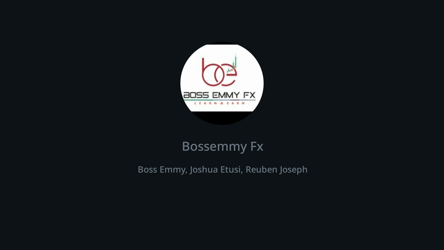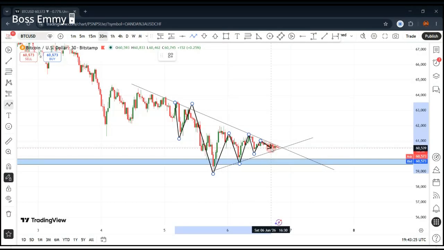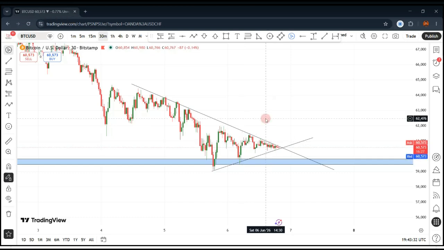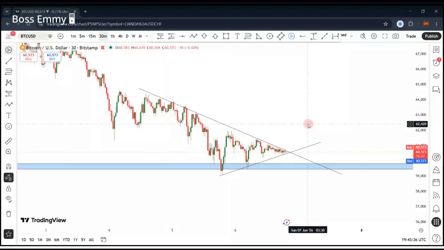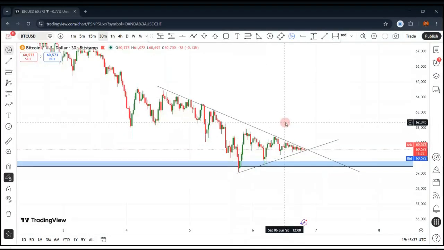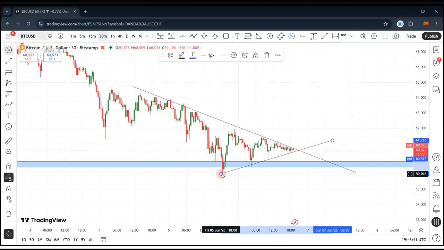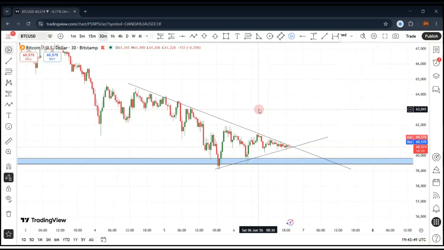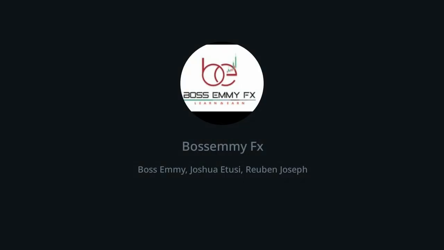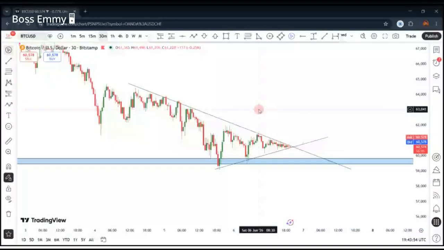So currently, this market is giving us a chart pattern. This is the bearish triangular chart pattern, which tells you that the market wants to change trend. Most times the market changes trend from downtrend to uptrend, or from uptrend to downtrend, when you see this chart pattern.